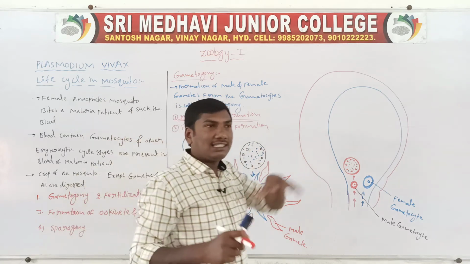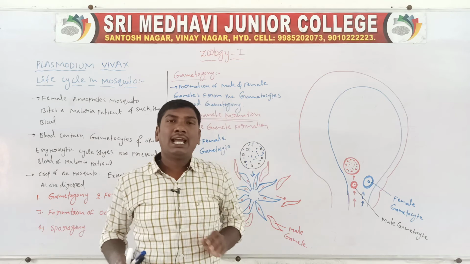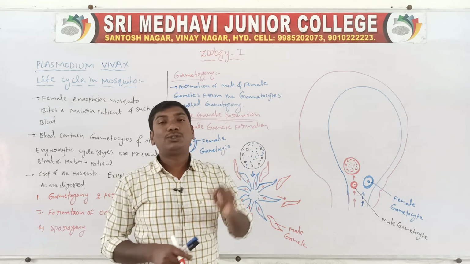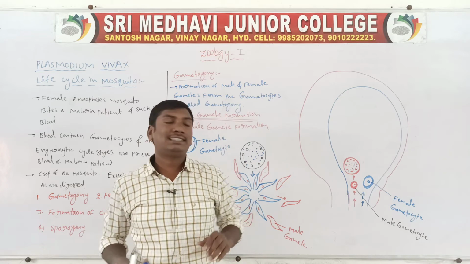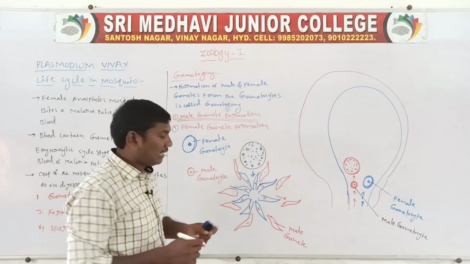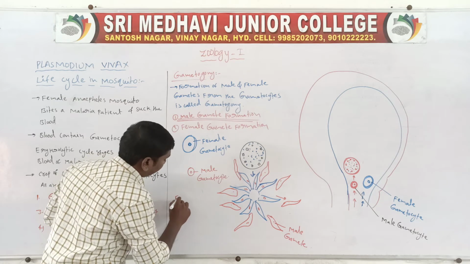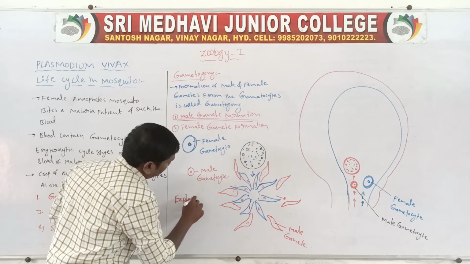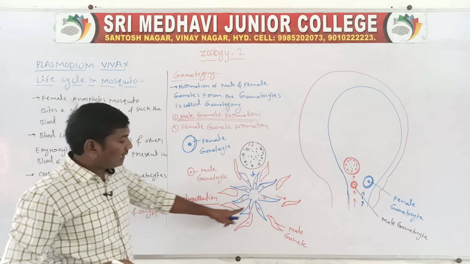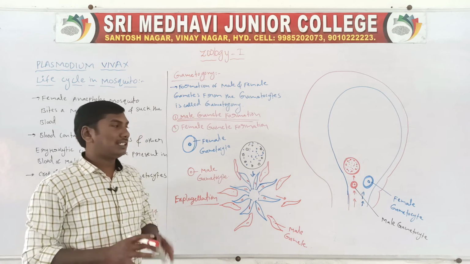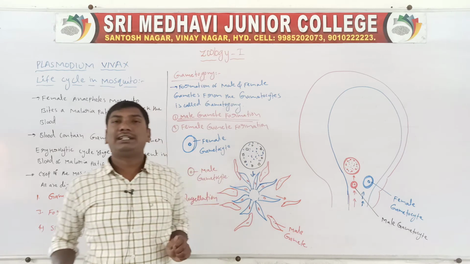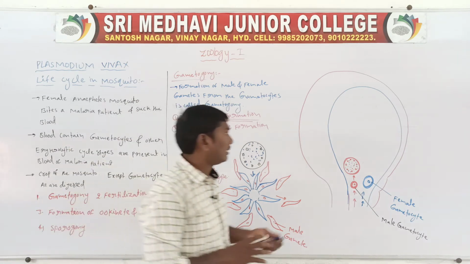These flagella show lashing movements. The flagella separate from the cytoplasm. This is called exflagellation. It is a cutting process, the separation of the flagella. Exflagellation means the separation of the flagella from the cytoplasm. Finally, 8 male gametes are formed.